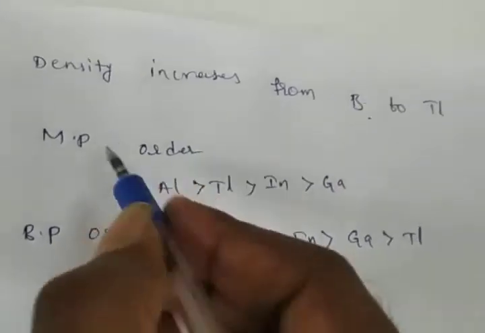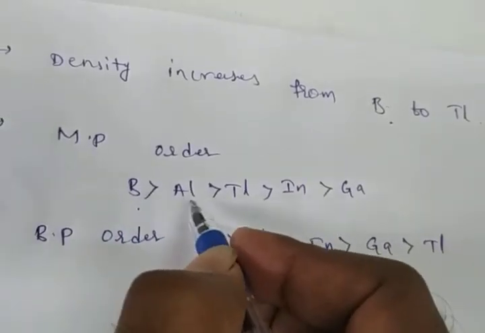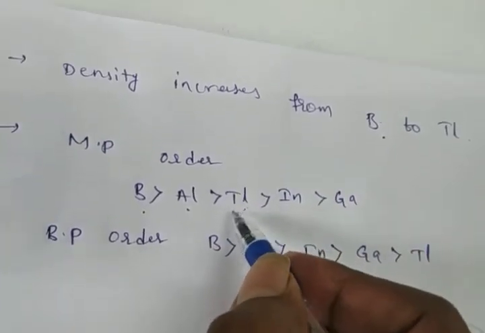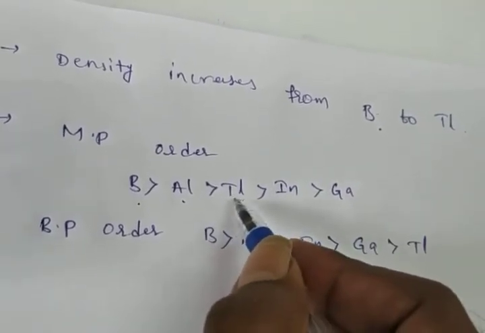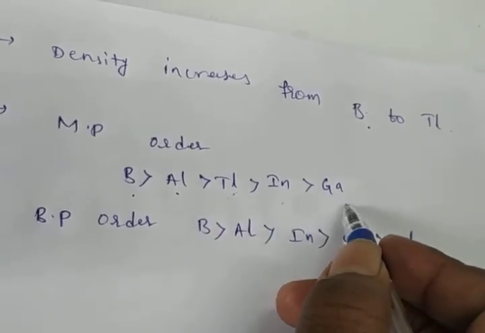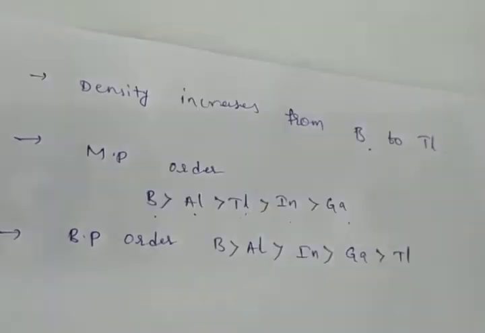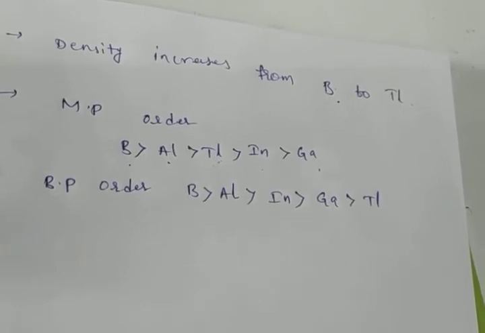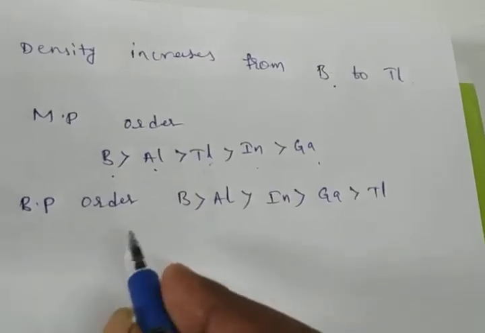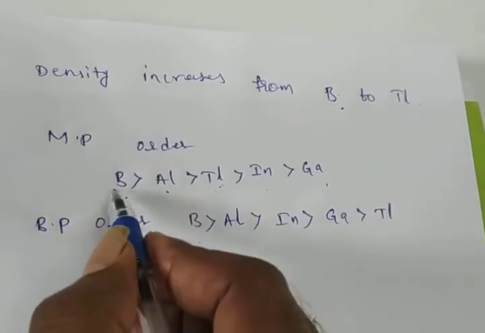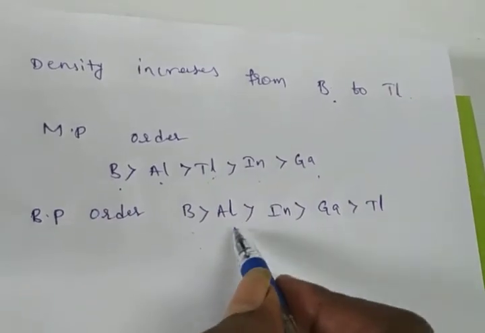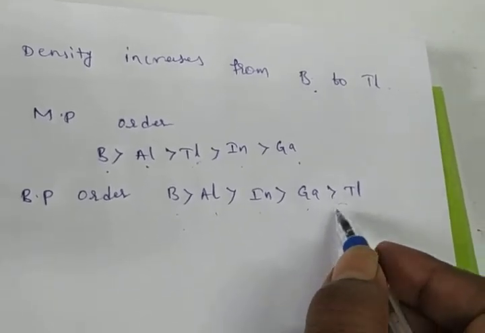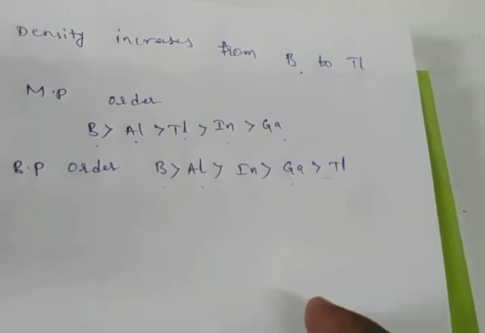The highest melting point is boron, then aluminium, then thallium. Thallium is the last element, but compared to indium and gallium it has a higher melting point. After that indium, and last is gallium. That means in melting points, gallium has the lowest and boron has the highest. In the same way for boiling point, boron has the highest melting point and boiling point. Then aluminium, then indium, then gallium, then thallium.